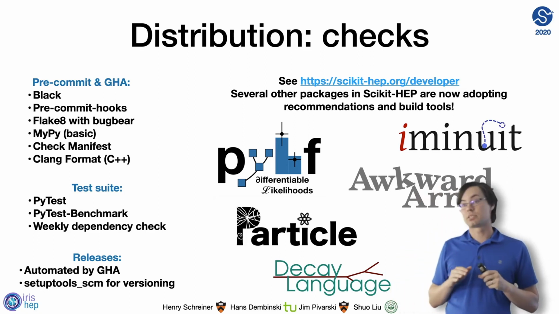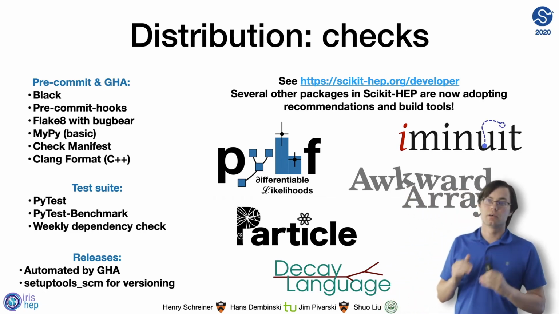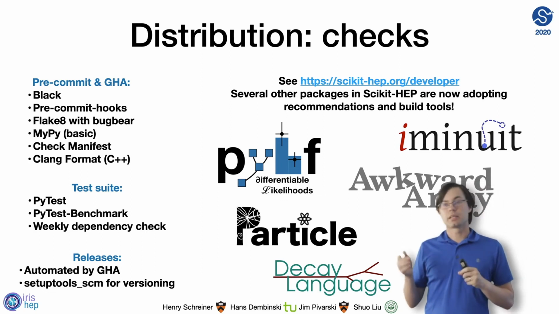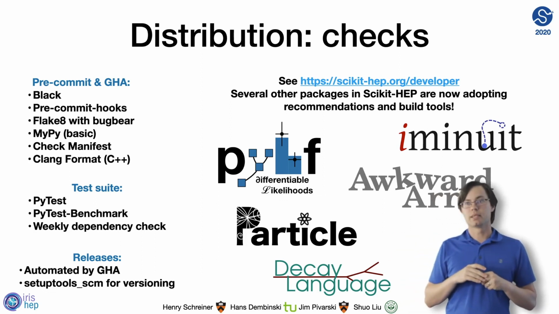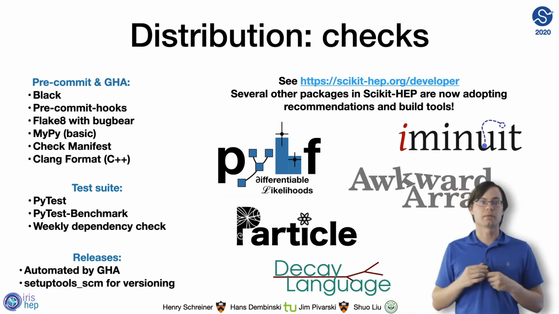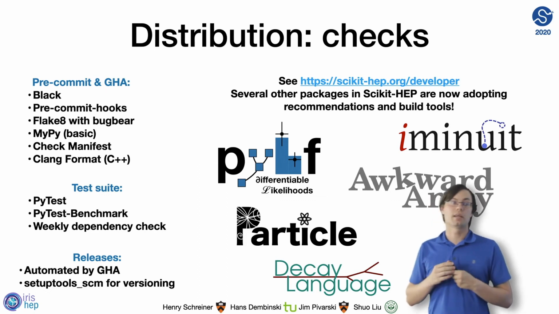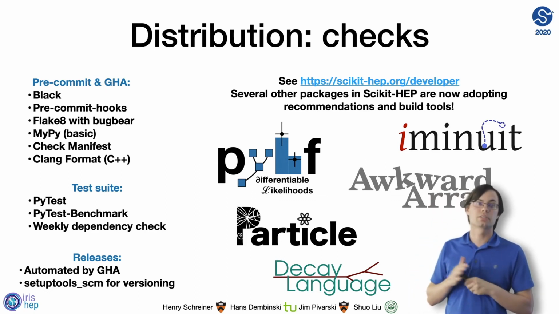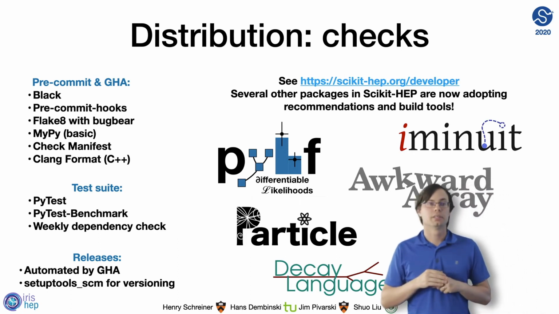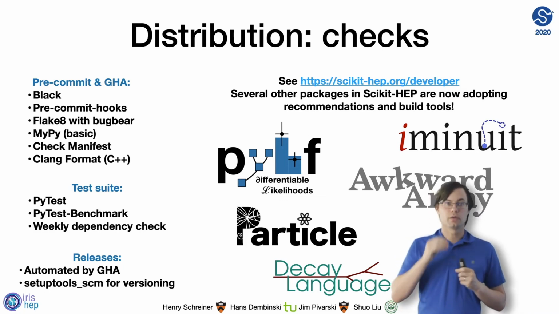We have some basic checking with MyPy that's going to be improving in the next few months, but we already have a little bit of basic checking there. And we're using Flake8 Bugbear, which is really excellent at finding some bugs and odd corner cases that might cause problems down the line. Check manifest is really nice to make sure that you don't have missing files in your manifest. And we're using Clang format for our C++. So those are all tools I highly recommend. And you'll find descriptions of those in that Scikit-HEP developer page if you want to know how to set those things up.